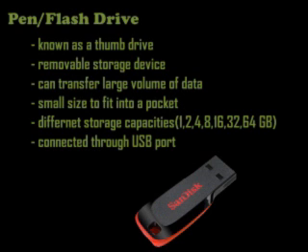Next secondary storage device is pen drive or flash drive. It is also known as thumb drive. Pen drive is a removable storage device. It can store a large volume of data. It is smaller in size, fits into a pocket. Storage capacity is much better than the CD and DVD.